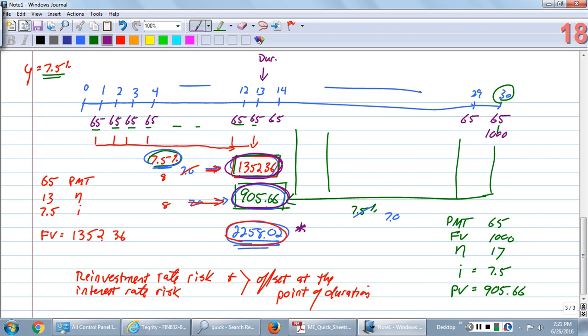Interest rates can go up, they can go down, they can go all around, and you're still going to have 2,258 at year 13. This only happens, for this example, at year 13. It would not happen at year 10. It won't happen at year 14 or 16 or 20. It happens at year 13 because the duration of this bond is 13.